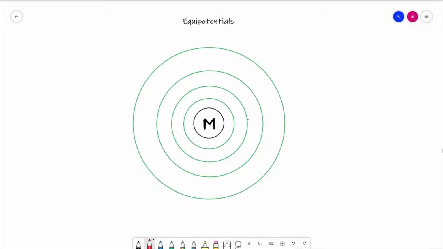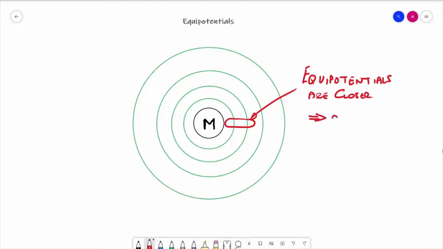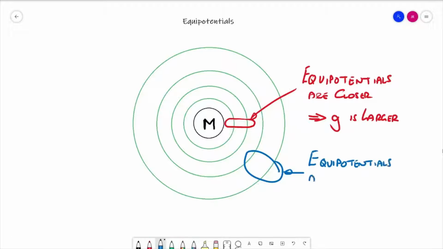In this area here, as we get close to the body, close to the planet, the equipotentials are closer. And what that implies then is that the gravitational field strength, little g, will be larger. When we have a look slightly further out in this area here, we can see that the equipotentials are further apart.